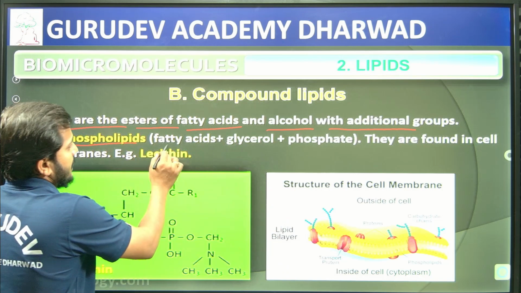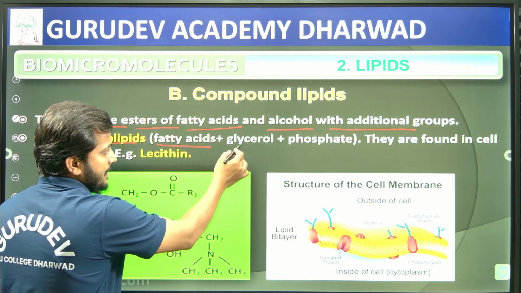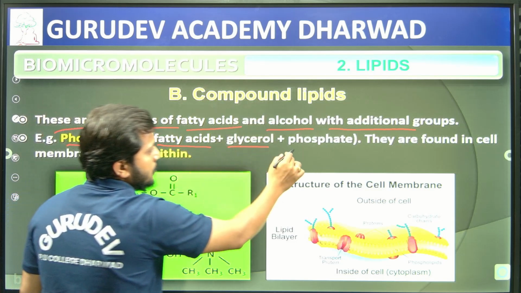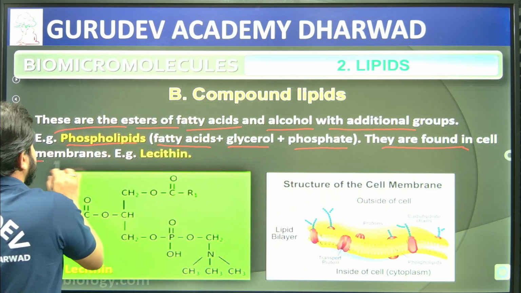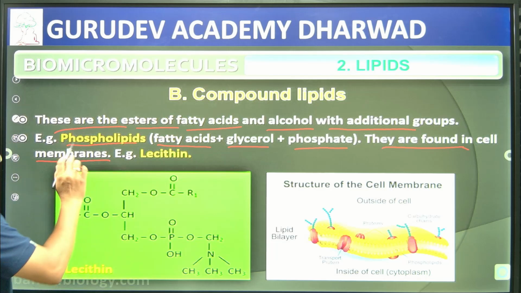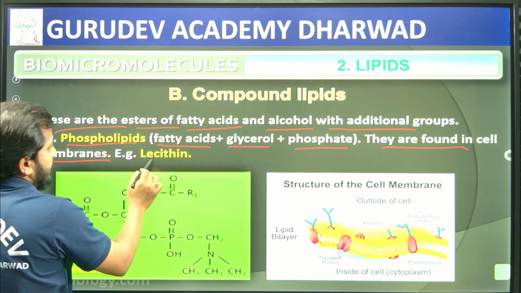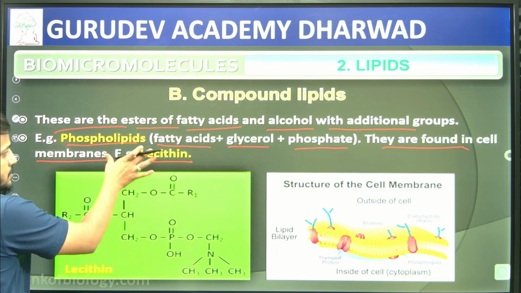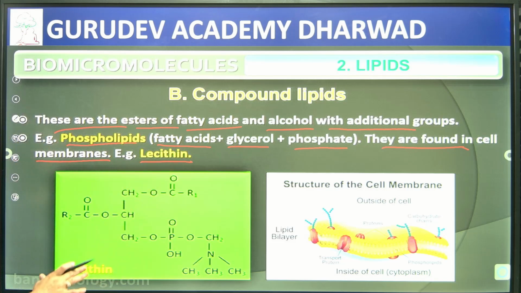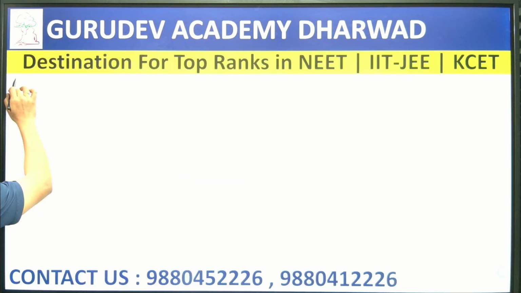Majorly here you can consider fatty acid combines with glycerol and one more group known as phosphate. So they are found in the cell membrane, right? An example of phospholipid is lecithin. You should remember that an example of phospholipid is lecithin, right?